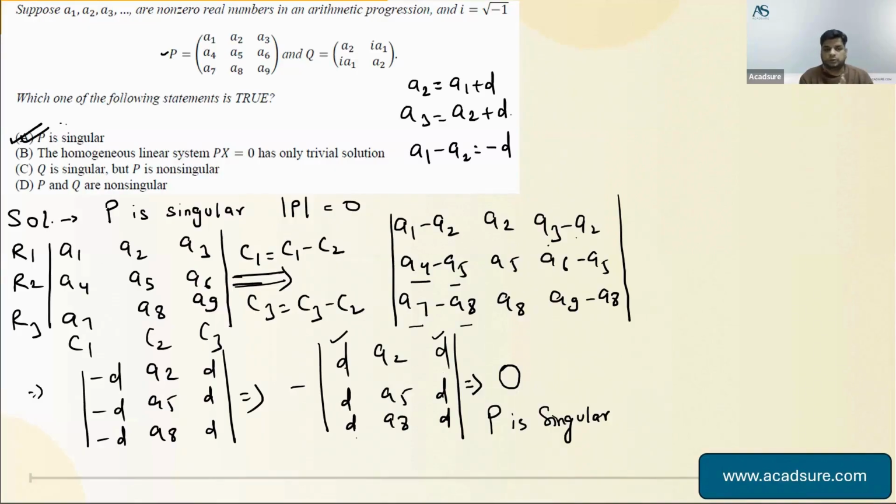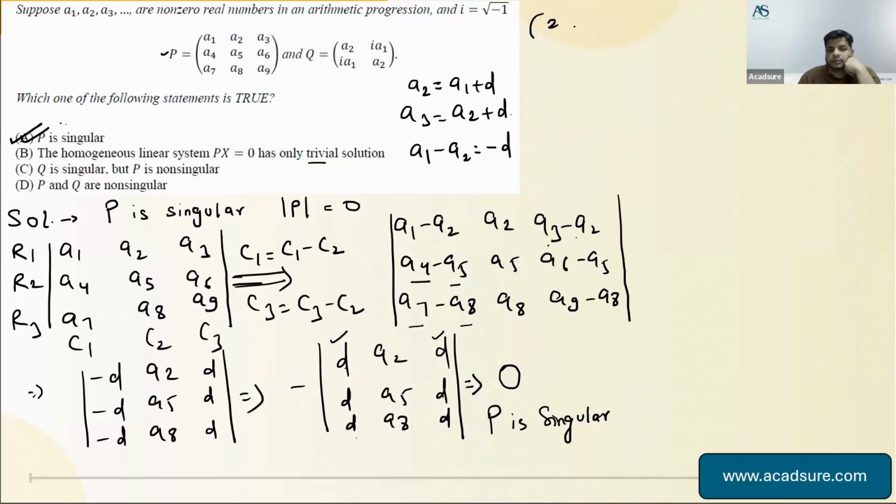Definitely. Although the question says that it has only one correct answer, and we have already got P is singular, we must check other options as well. The homogeneous linear system Px is 0 has only trivial solutions. Trivial solutions means the only possible solution is X is 0, Y is 0, and Z is 0. That is the meaning of trivial solutions.